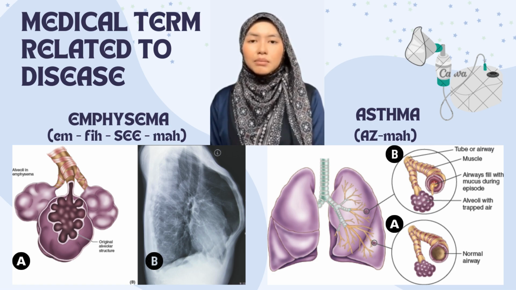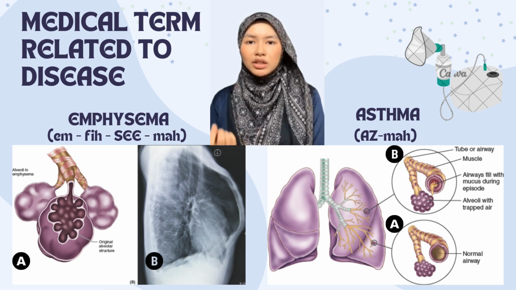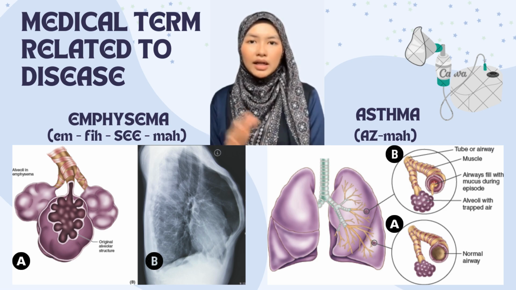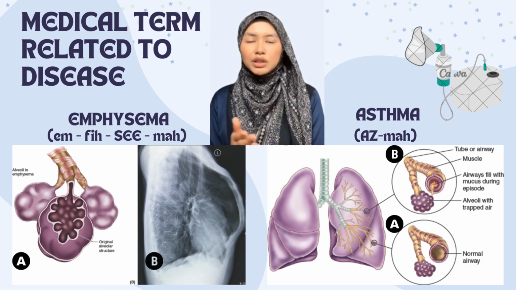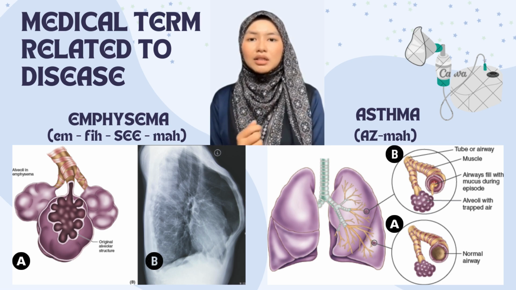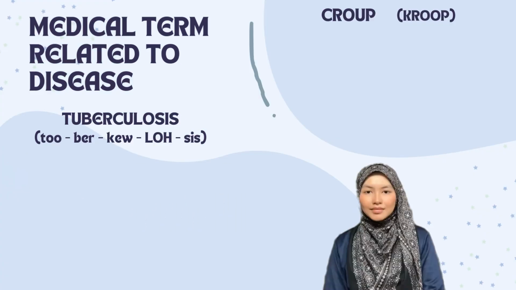Picture A shows the exterior of the airways before an attack, where the muscles are relaxed and the airways are open. Then picture B shows the factors within and surrounding the airways that cause breathing difficulty during an attack. We can see the muscles tighten and the airways fill with mucus.